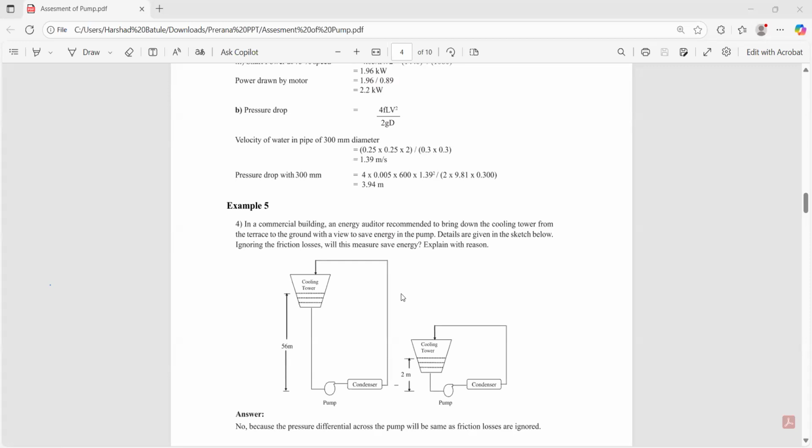But by bringing the cooling tower down, you will not save that much energy. Frictional losses are not in the picture. You will require the same amount of energy. So whatever the location, you will not save energy by bringing the cooling tower down to the pump level.